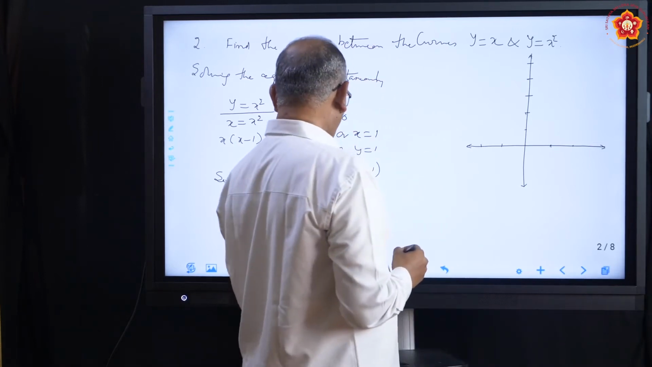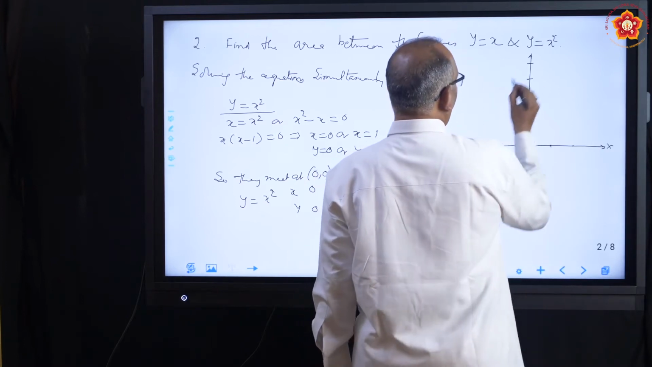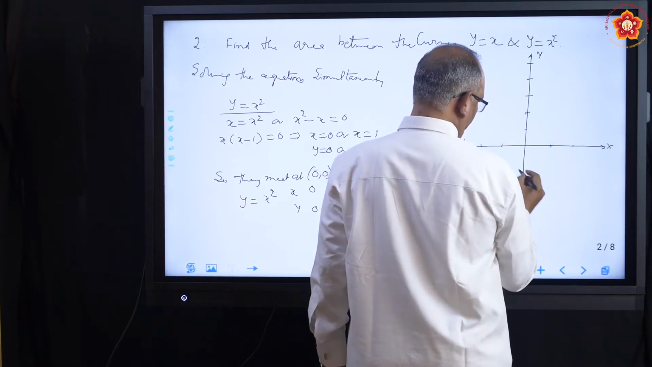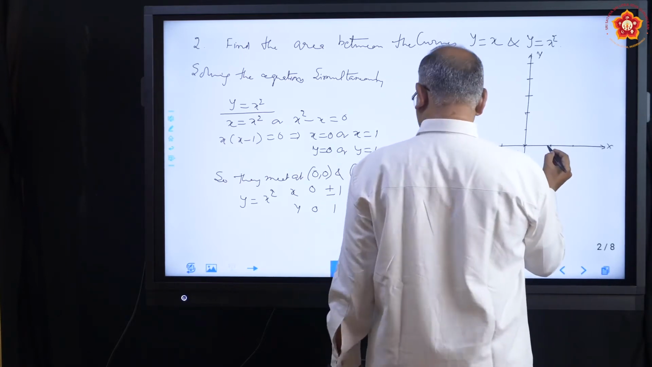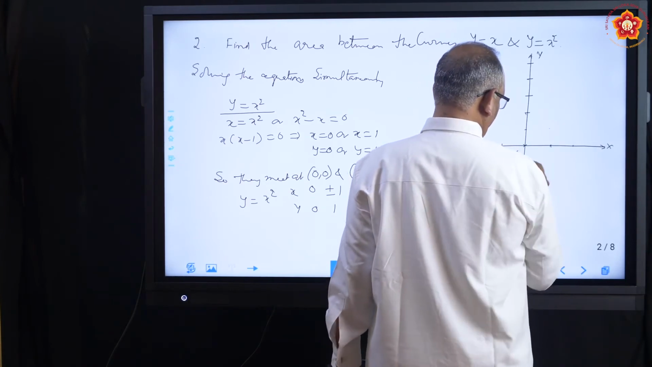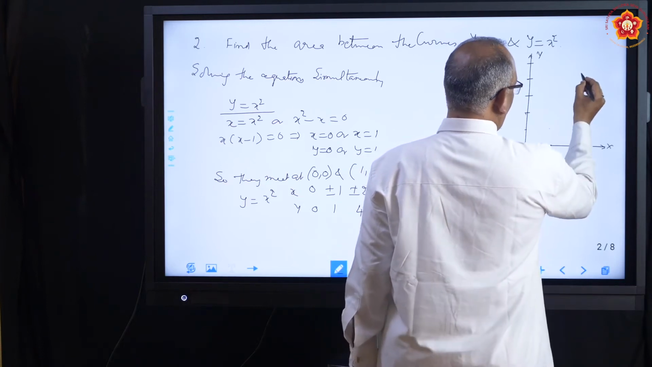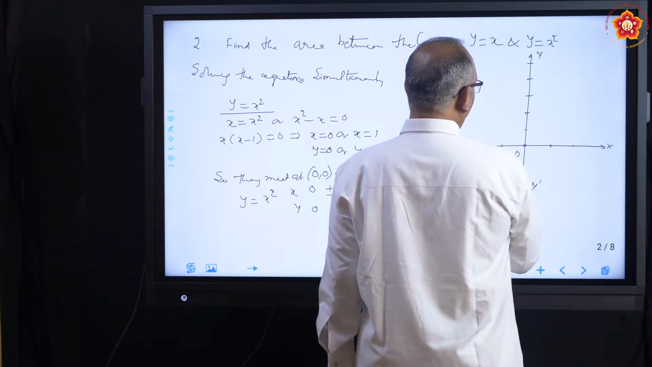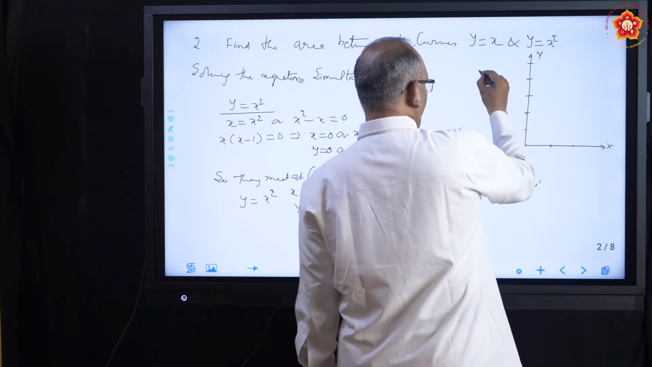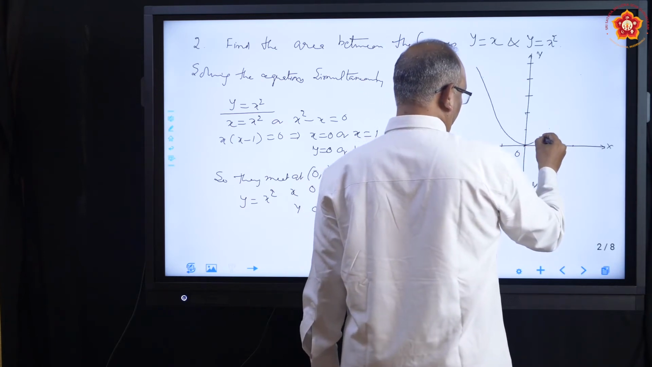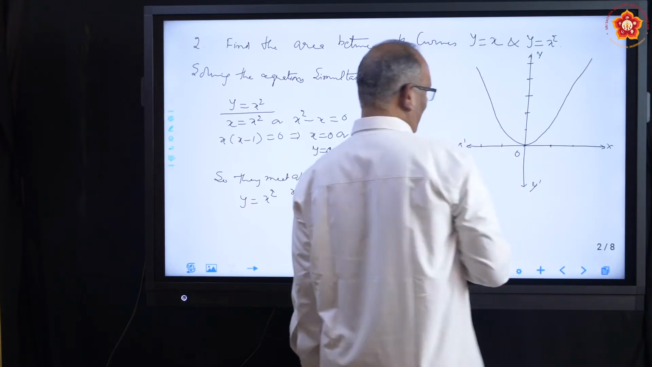Plot the points. X is 0, y is 0. This is the origin, and this itself is the first point. X is 1, y is 1. Similarly, when x is minus 1 also it is 1. When x is 2, it is 4, and when it is minus 2, it is also 4. So draw the graph. So this is the parabola.